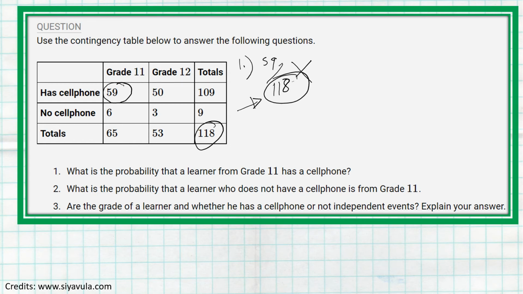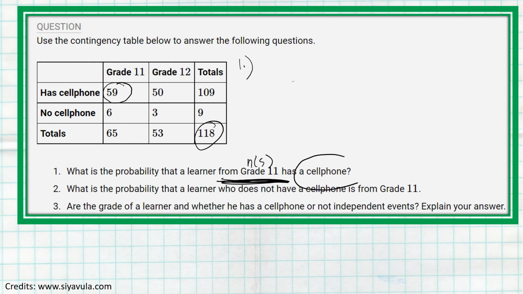You must be able to deduce where you should divide by the whole sample space, or rather understand what the question says. This question says we are finding the probability that a learner is from grade 11. In other words, our total sample space will be all learners in grade 11, because we are not going to grade 12. But we are saying from grade 11, we want the probability that a learner has a cell phone. So that's the trick part of this question.